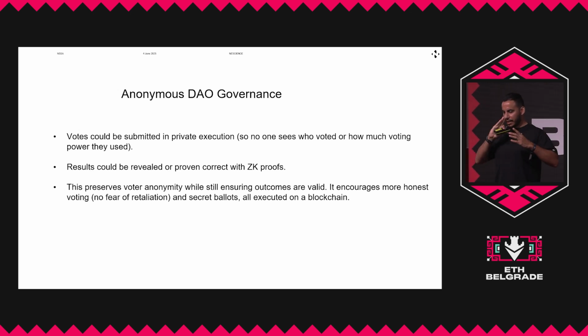Voters can submit their votes as private executions, so no one can see how they voted. What we will see is that the result is revealed, and we can also submit a proof that these votes were cast correctly. It preserves voter anonymity and still ensures that the outcome is valid and transparent. It also encourages more honest voting, as there will be no fear of retaliation or pressure. Everything is seen as a secret ballot, all executed on a public blockchain.